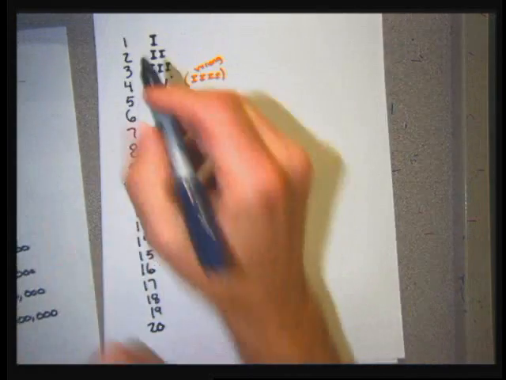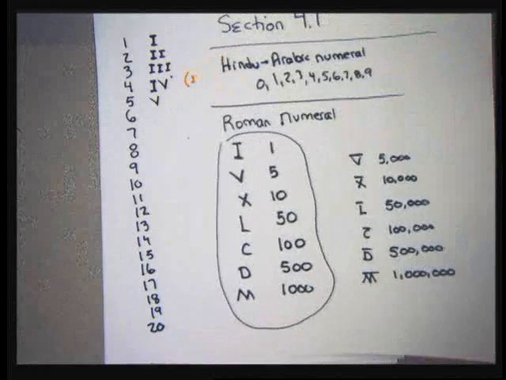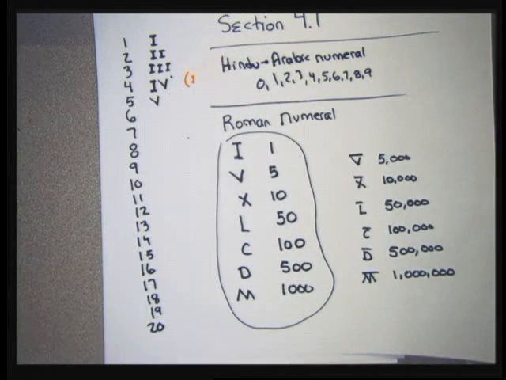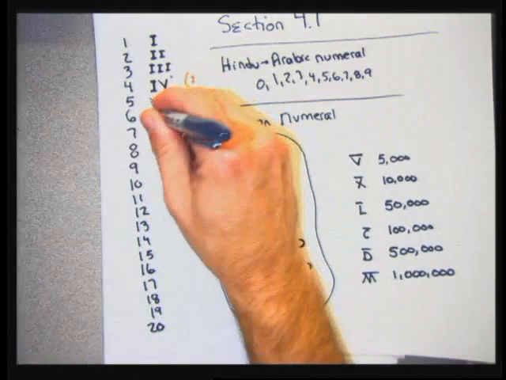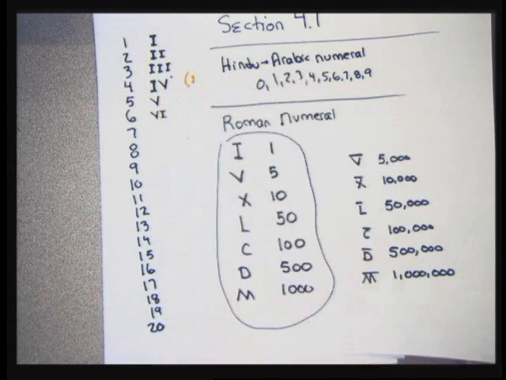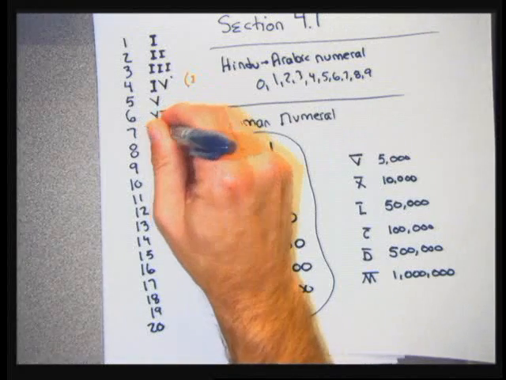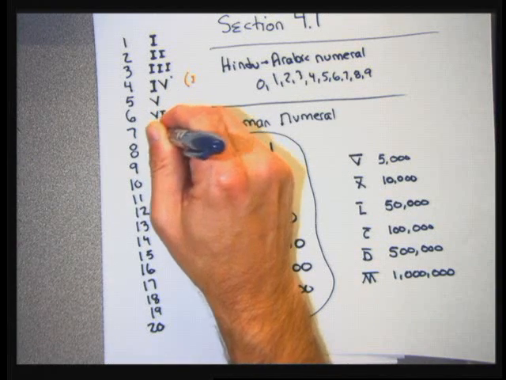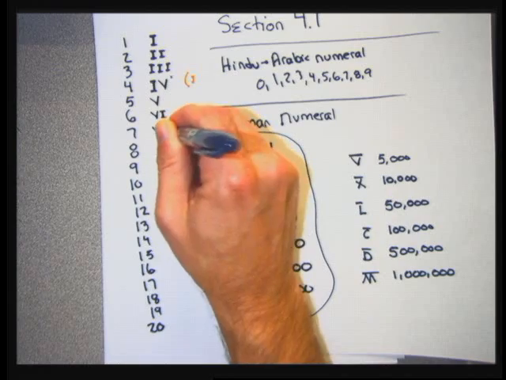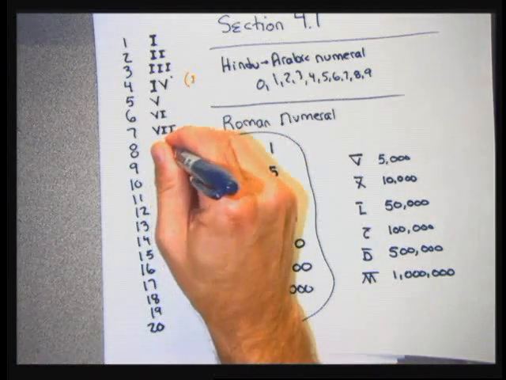The next number, 5, is on my list of Roman numerals, so I don't need to make up anything new for it. 6, I'm going to write with a V for 5, plus 1 for an I. That's going to give me a 6. 7, I'm going to write a V with 2 I's. That's 5 plus 1 is 6 plus 1 is 7. In 8, I'm going to write a V with 3 I's.